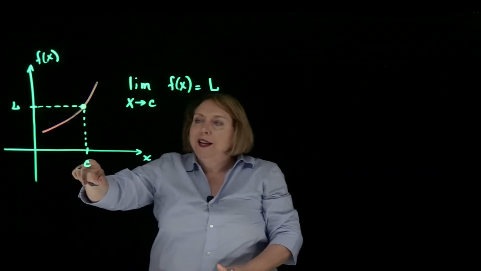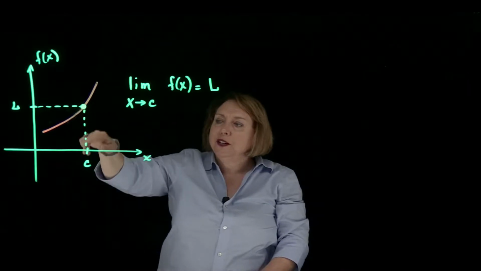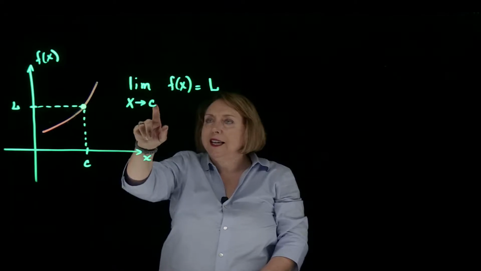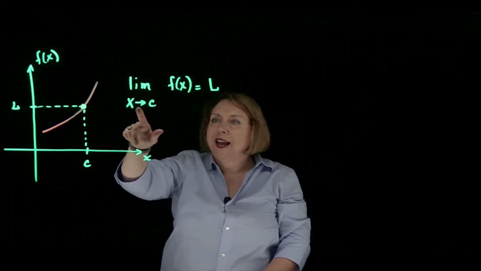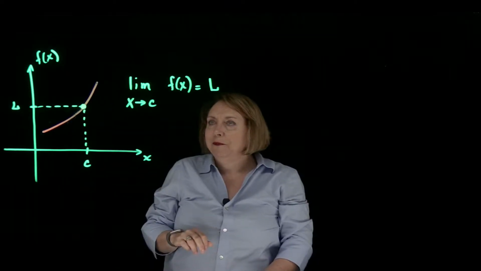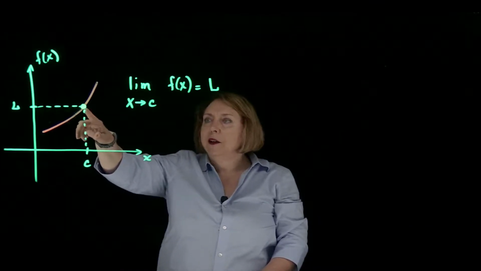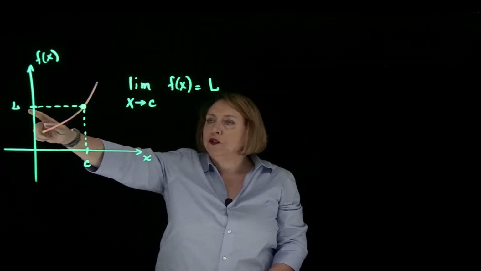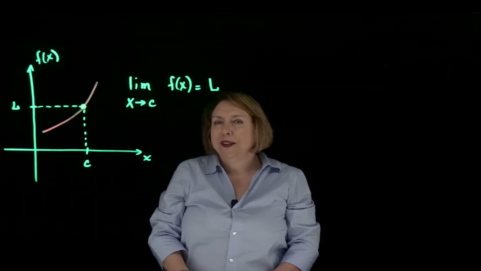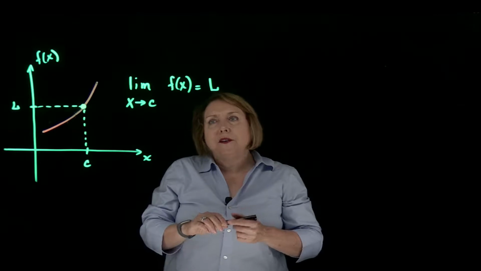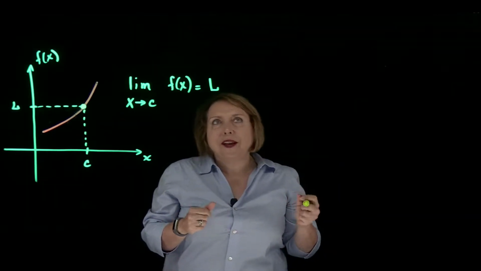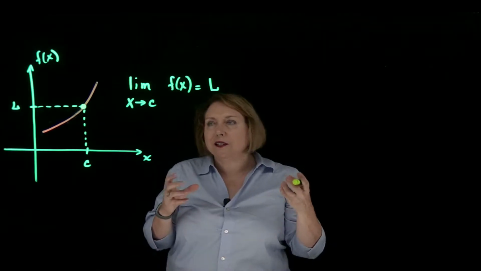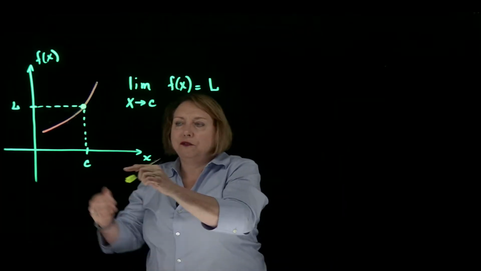So what's happening is that as x gets closer and closer to c, the limit as x approaches c of the function f of x, well, what height is it approaching? The height which we'll call L for limit. It's a way for us to understand better the idea of approaching a value of x.